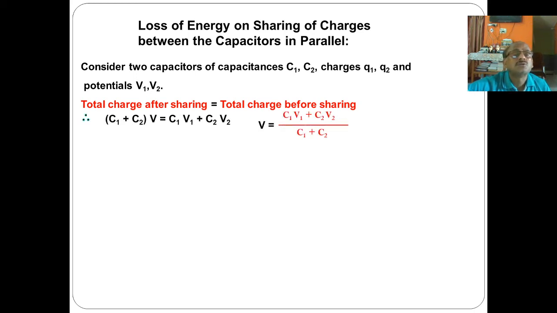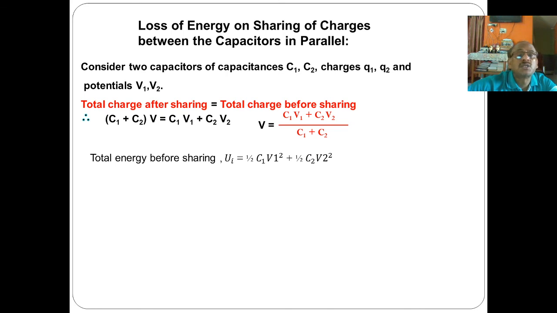So the charge after sharing will be net capacitance into V, that is C1 plus C2 into V, equal to, before sharing, the first capacitor having charge Q1, that is C1 V1, plus C2 V2. From here V equal to C1 V1 plus C2 V2 by C1 plus C2. Now we can find the energy before sharing and after sharing. Before sharing, U initial equals half C1 V1 square plus half C2 V2 square, and the total energy after sharing will be 1 by 2 into C1 plus C2 into V square.